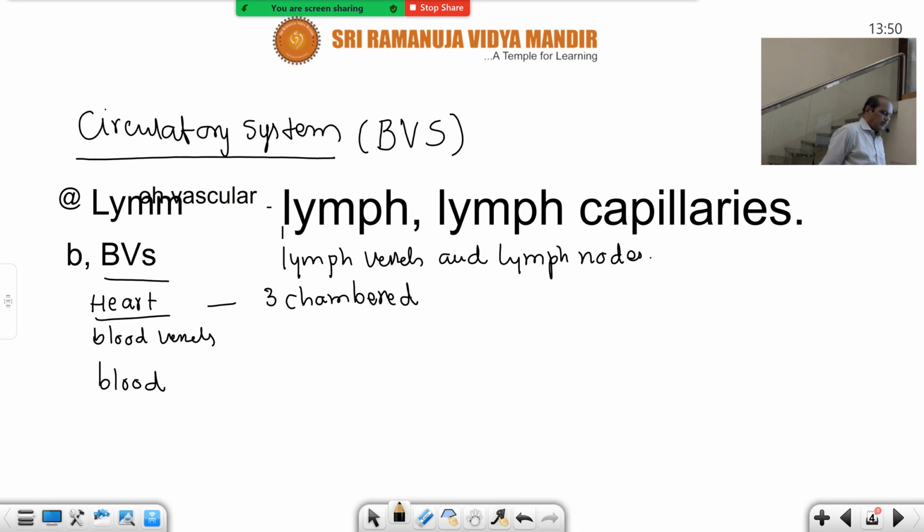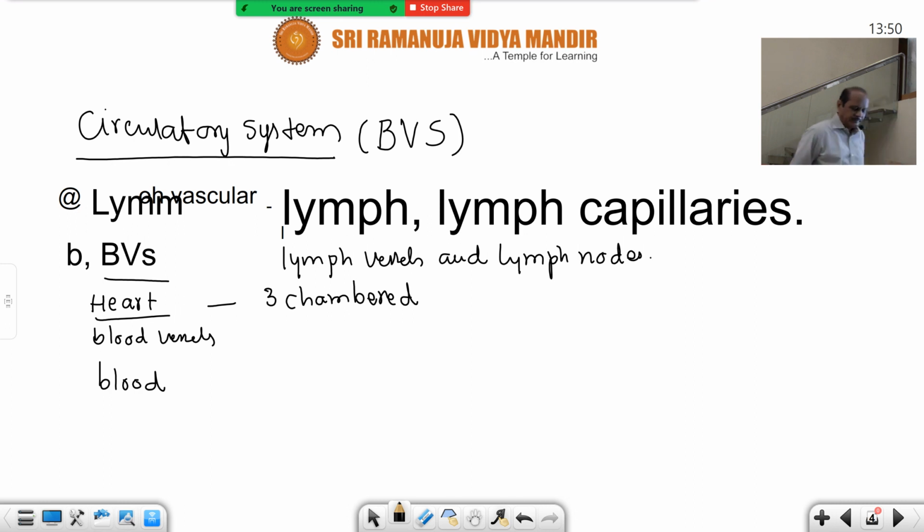Reptiles, we are speaking about reptiles, not Archaeopteryx. Archaeopteryx is a bird. All reptiles have a three-chambered heart except, simple thing you have forgotten. Very good, very good.